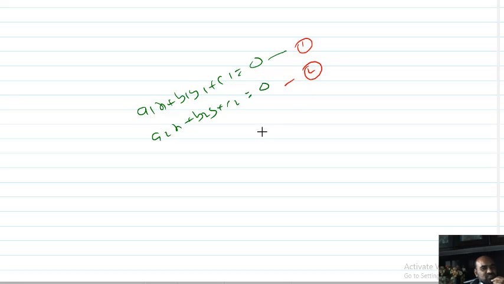Students, final conclusion: a1x plus b1y plus c1 equal to 0, a2x plus b2y plus c2 equal to 0 are two linear equations. Our intention is how to solve these two linear equations, how to find common solution for these two linear equations. Sometimes only one common solution, sometimes no common solution, sometimes infinitely many common solutions, depending upon the nature of the given equations.